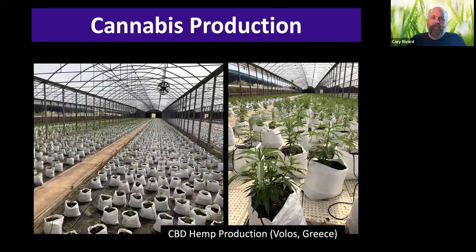I know there's a lot of interest in cannabis production in greenhouses these days. We've grown some CBD hemp out at the research station. This is actually another picture from Greece. This is a CBD grower over there, and we had fun interacting with them and learning about what they're doing. You can see they're growing in grow bags. It's a large gutter connected greenhouse, and again, in Greece it gets very, very, very hot.